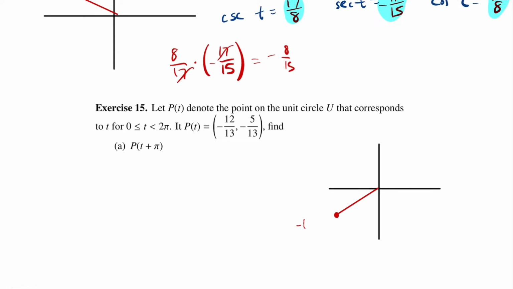My pencil stopped working, so let me see why that's happening. Okay, there we go. Now it's working again.